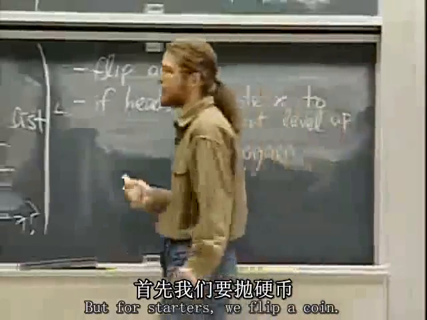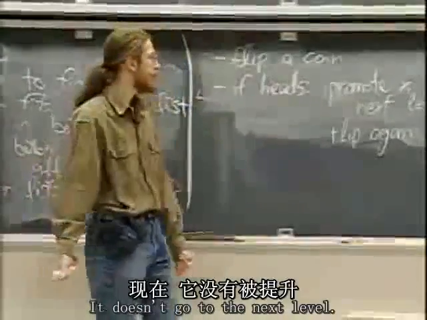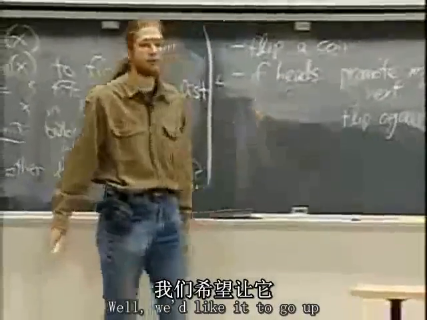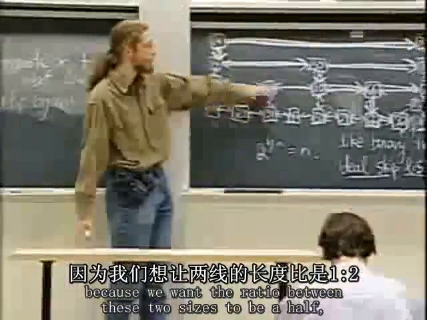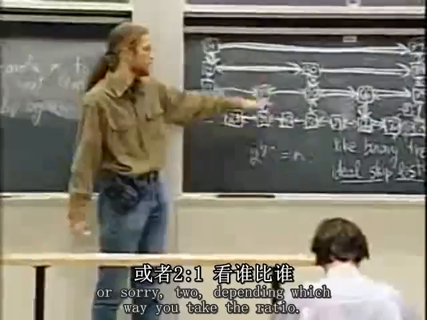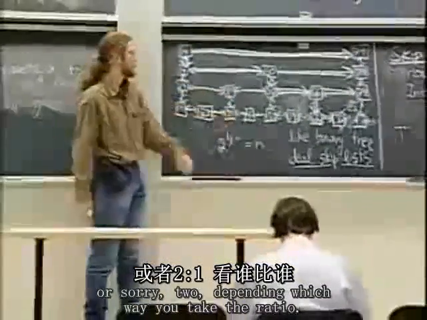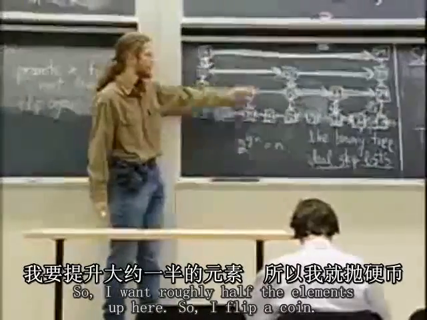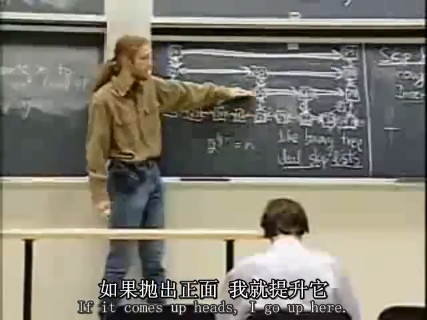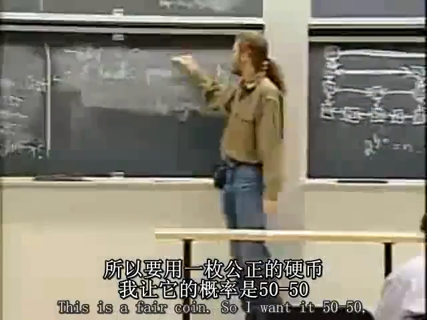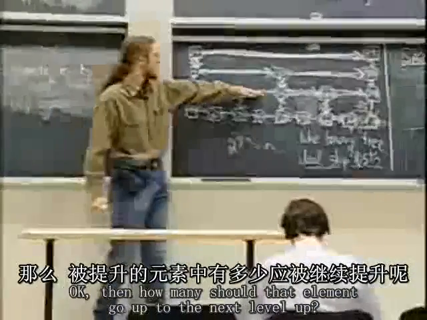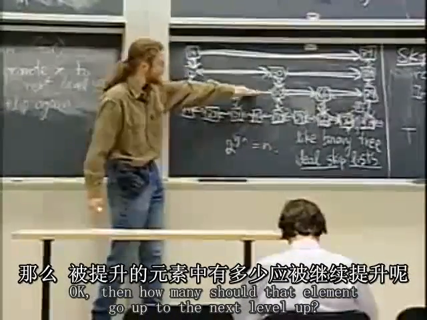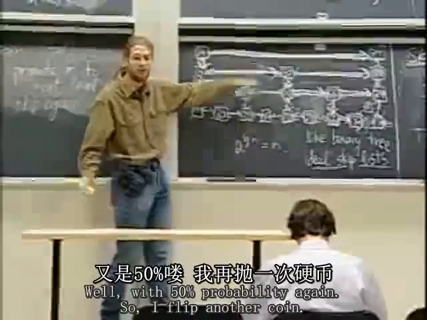But for starters, we flip a coin. Does it go up to the next level? Well, we'd like it to go up with probability 1/2 because we want the ratio between these two sizes to be 2. So I want roughly half the elements up here. So I flip a coin. If it comes up heads, I go up here. This is a fair coin, so I want it 50-50. Then how many levels should that element go up? Well, with 50% probability again.